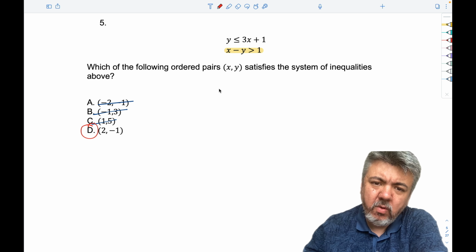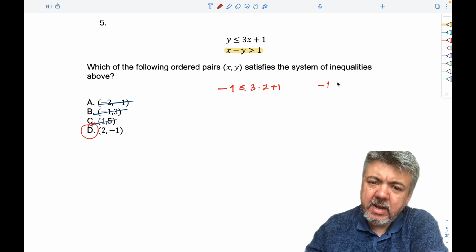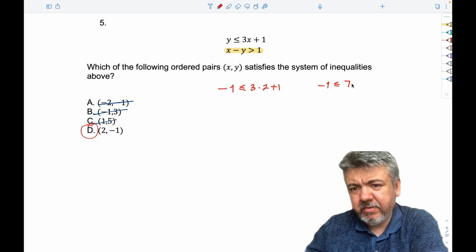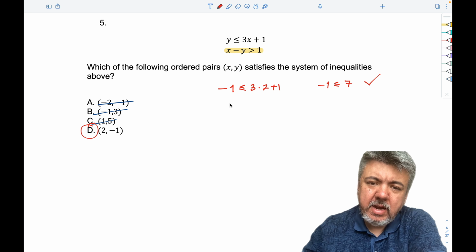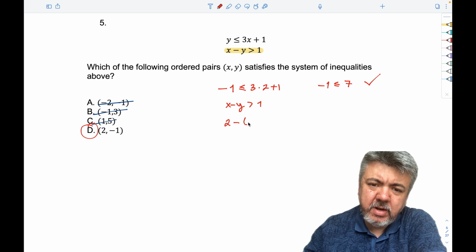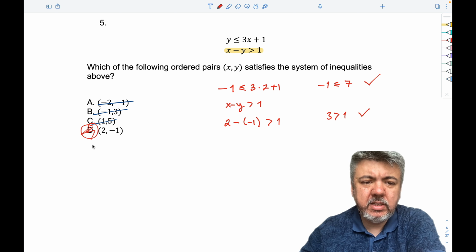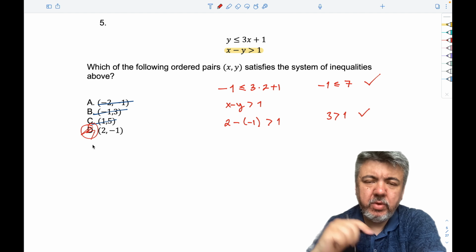The first one: y is negative 1, which is less than 3 times 2 plus 1. Is that correct? Negative 1 is less than or equal to 7. Check. And x minus 1 greater than 1: 2 minus 1 is greater than 1. Yeah, 3 is greater than 1. Check. So both inequalities are satisfied with choice D.